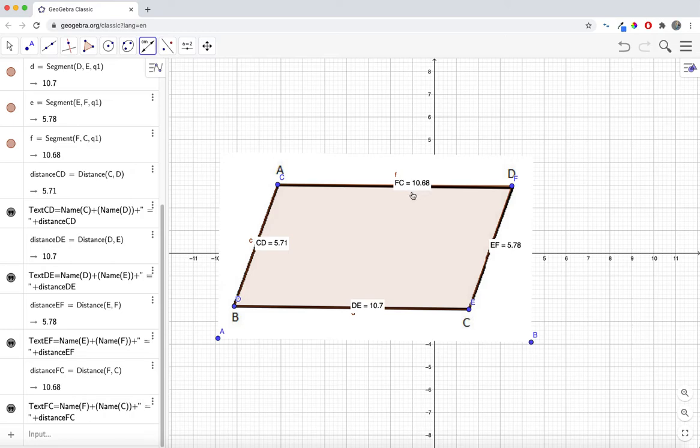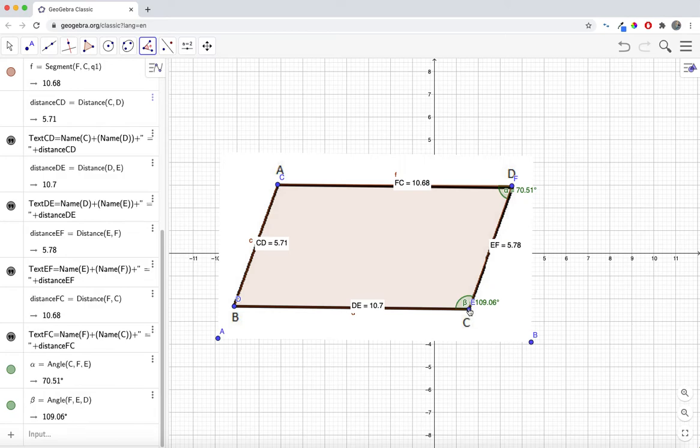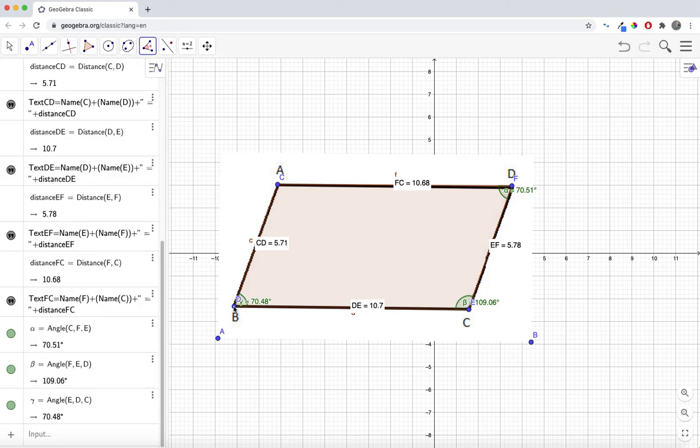Okay, the next theorem says opposite angles are congruent. So you may remember from a previous video, you go to angle, and then you need to measure in a clockwise fashion to get the interior angle. So if I want to measure this angle, I'm going to go A, D, E. Then I'm going to go D, C, B. Then I'm going to go C, B, A. And then B, A, C.